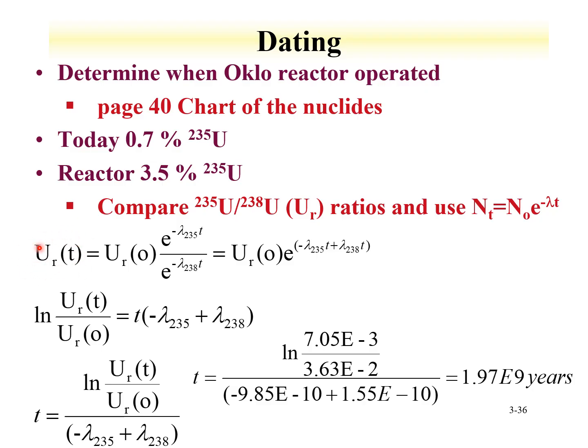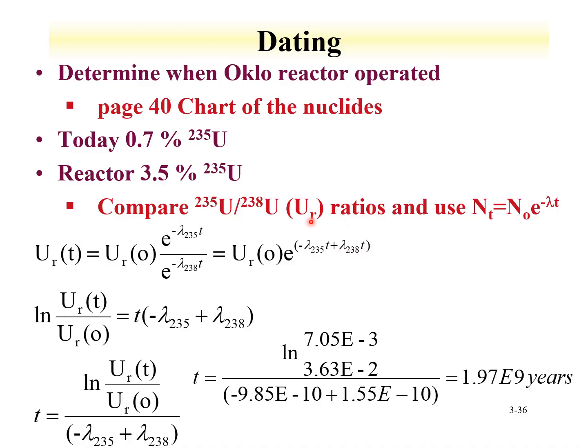Let's rearrange this equation so that the amount at time 0 is just equal to e to the minus lambda 235 times T plus lambda 238 times T. So now we have everything we need to know to solve this equation. We just rearrange, we solve for time. We have the ratio at time T, the initial ratio. We know the decay constants.